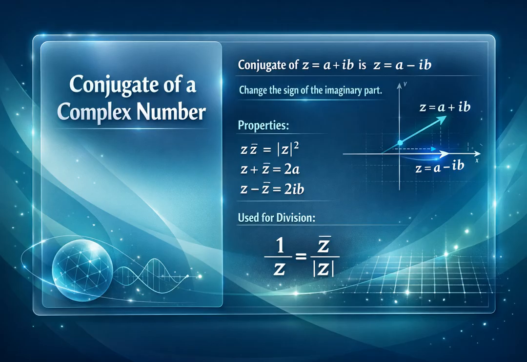The conjugate of a complex number z equals a plus ib is z bar equals a minus ib. We simply change the sign of the imaginary part. Important properties: z times z bar equals |z| squared. z plus z bar equals 2a, which is twice the real part. z minus z bar equals 2ib, which is 2i times the imaginary part.